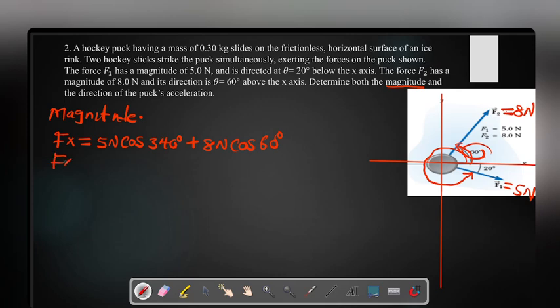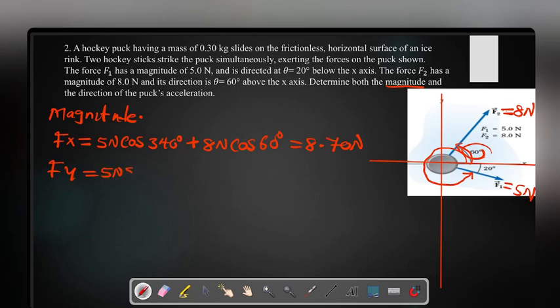So for the force in the x component, when I punch 5 cos 340 degrees plus 8 cos 60 degrees, it will give me 8.70 newtons. Then for the force in the y, you're just changing where there's cos, you put sine.